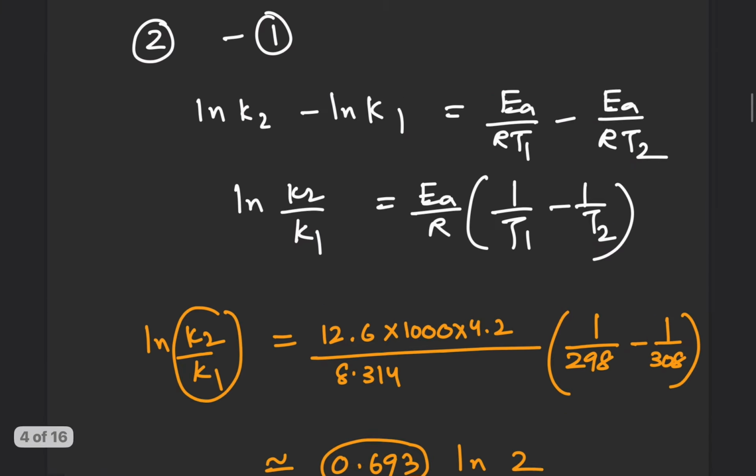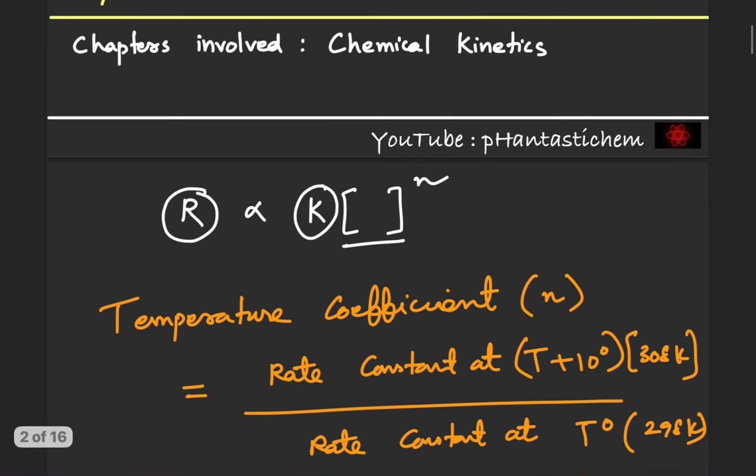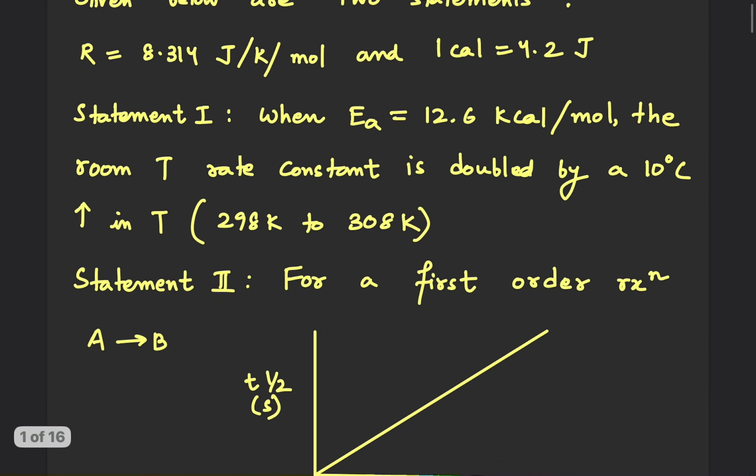Okay, so therefore statement 1, what is it saying? Statement 1 is saying that when EA is equal to this many kilocalories per mole, the room temperature rate constant is doubled by a 10 °C increase in temperature. So this is a correct statement. So statement 1 is true.